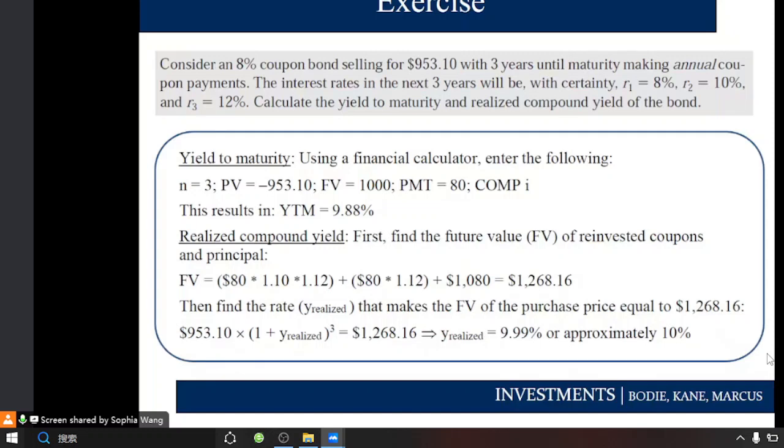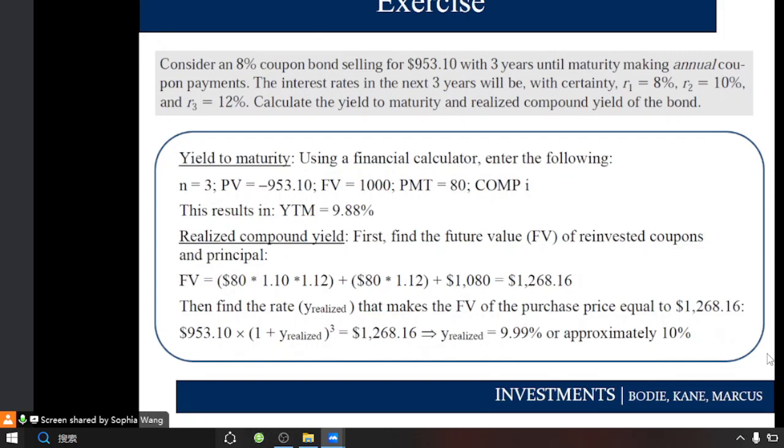If you know the coupon rate, the bond price, that means how much you paid for the bond, and the maturity year, we know that every year the reinvestment rates R1, R2, R3 are different. So could you please calculate the yield to maturity and the realized compound yield of the bond? In this case, of course, you can use your calculator to get this result.